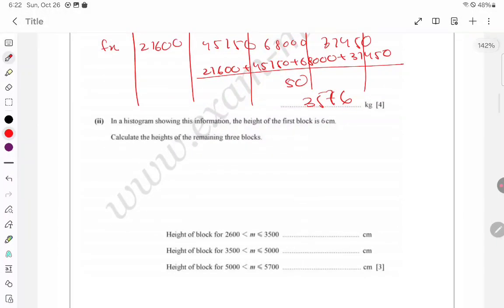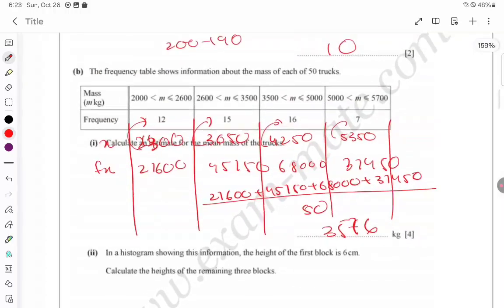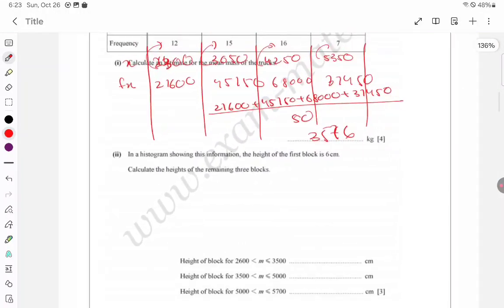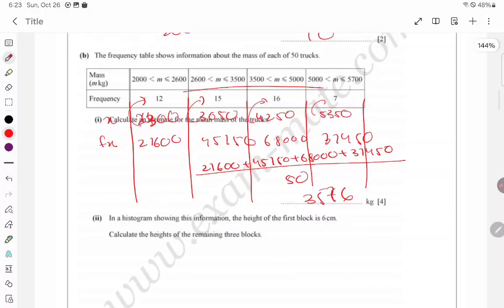In part 2, in a histogram, show the information. The height of the first block is fixed, 6 centimeters. Calculate the height of the remaining 3 boxes. So the first we calculated for the 12. We have to calculate for the rest of the 3. How do we calculate? 15 divided by the range, which is given, 3500 minus 2600, for the second box, and we get our value of 1 over 60.